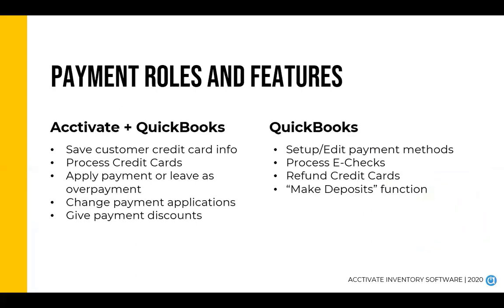Okay, so let's look at a comparison of Acctivate and QuickBooks' role in payment processing. Both programs allow you to save a credit card per customer, so that's one card per customer. And in either program, you can save the credit card number, the expiration date, the name on the card, the street address, and the zip for the card. We will not store the card security code, and that's per the Payment Application Data Security Standard. However, you can enter it at the time of processing a payment. We'll take a look at what that looks like in a little bit.